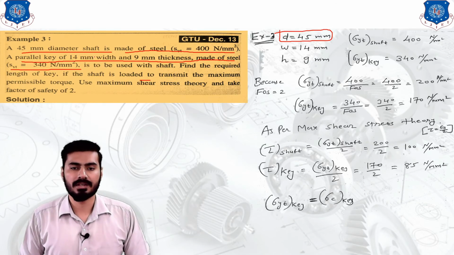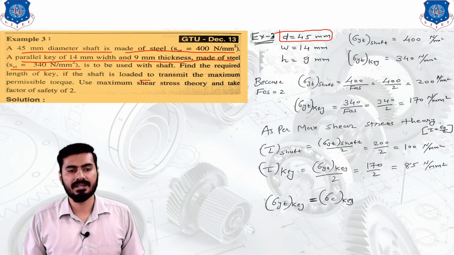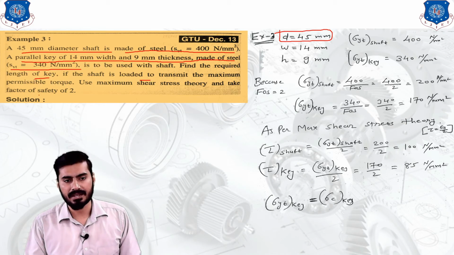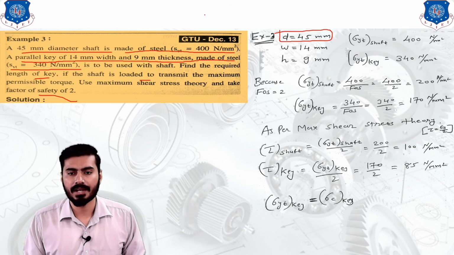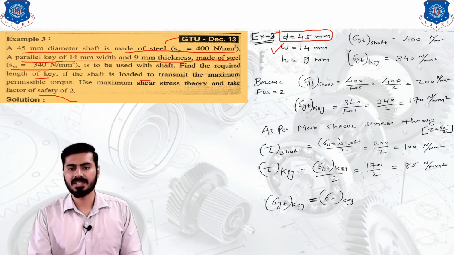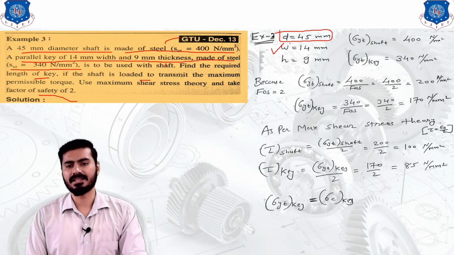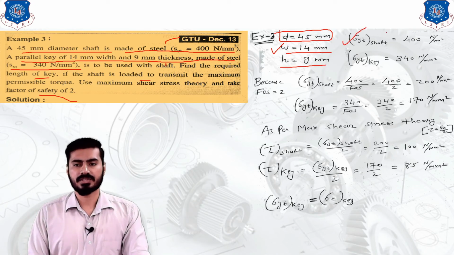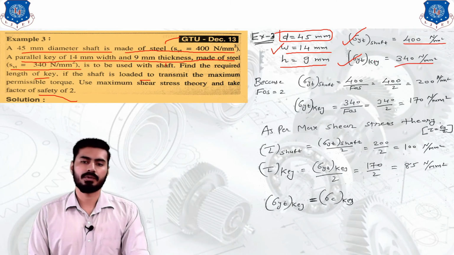If the shaft is loaded to transmit the maximum permissible torque, use the maximum shear stress theory and take the factor of safety as 2. So they have given the factor of safety as 2. We will find the dimensions using this equation: W is given as 14 mm, H is given as 9 mm, sigma YT of the shaft is 400 Newton per mm square, and sigma YT of the key is 340 Newton per mm square.